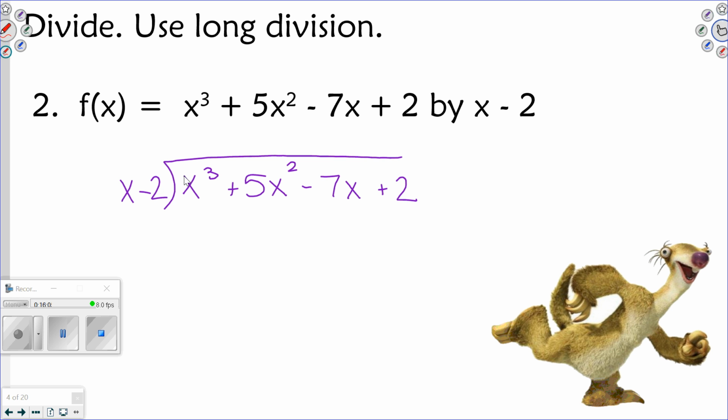All right. So again, we're starting with just the first numbers. What do you multiply x by to get x cubed? X squared. Now, guys, a little red flag for you. Every problem I give you should be a fairly simple multiply here. I shouldn't have to have a fraction up here to get it to work. If that happens, you did something wrong somewhere.